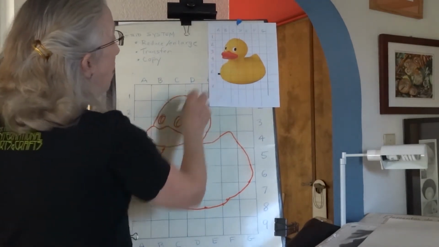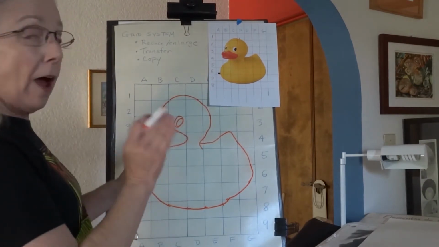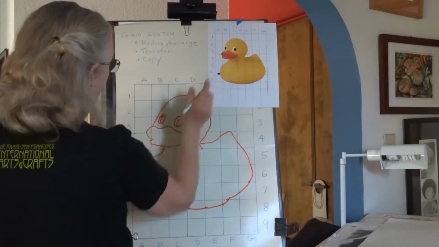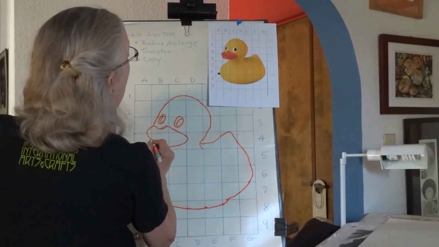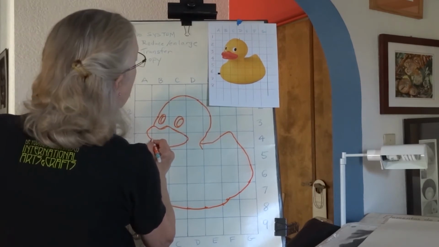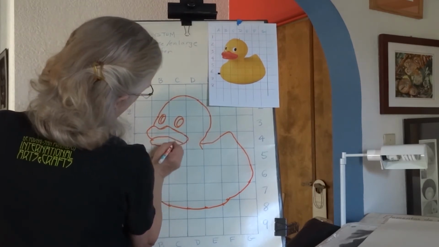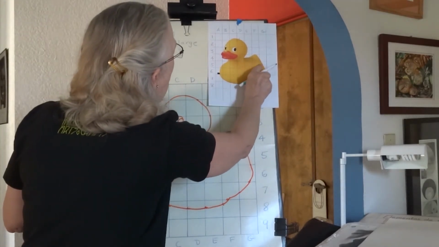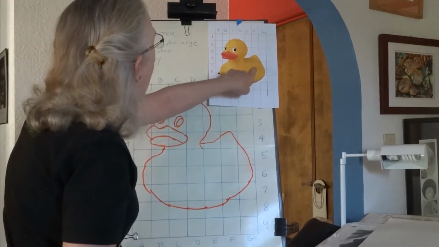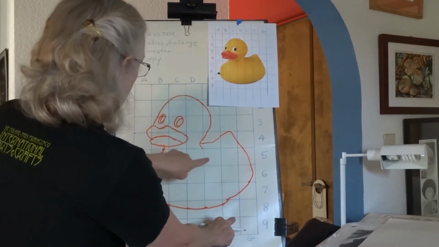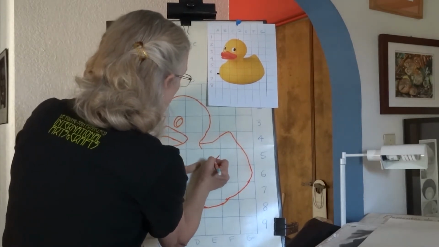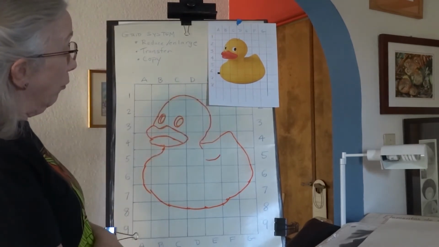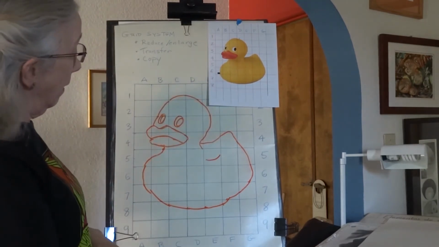Now I'm going to use my grid to show me where the top part of the bill and the bottom part of the bill meet. So I'm coming into square 4A and then into 4B, and I see it go like that. I see a faint line here in square 5F for a wing line. And that looks pretty much like the duck that I copied.